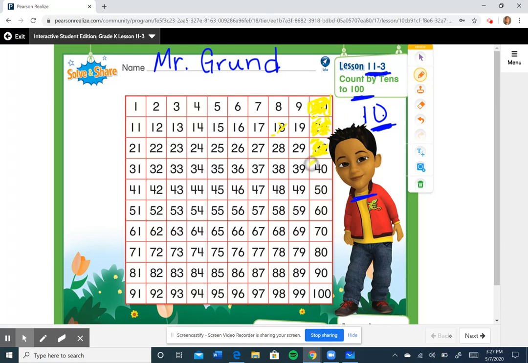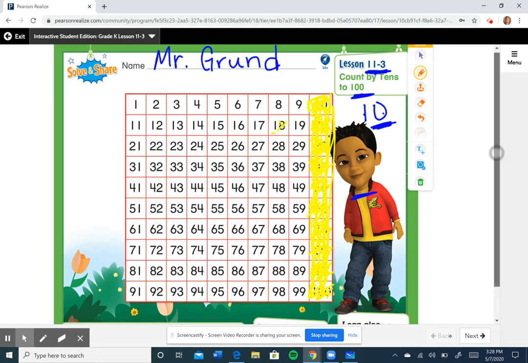30. And then 40. 50. 60. 70. 80. 90. 100. Look at that. This whole column has zeros in the ones place. Okay. Very good. You can flip it to the next page.